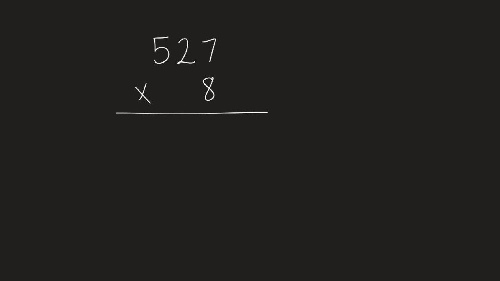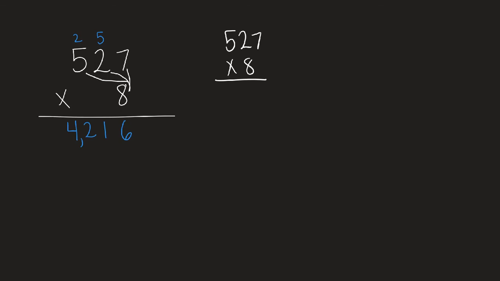8 times 7, we start here in the ones place, then we multiply the tens place, then the hundreds place. So 8 times 7 is 56. Carry the 5 and write the 6 underneath. Now we do 8 times 2. 8 times 2 is 16, plus 5 is 21. And now in the hundreds place, 8 times 5 is 40, plus 2, 42. Our answer is 4,216. On your test, you can use whatever strategy you want to multiply.